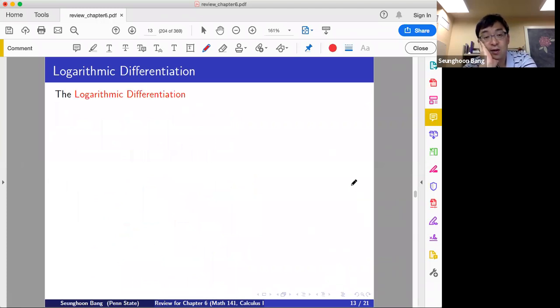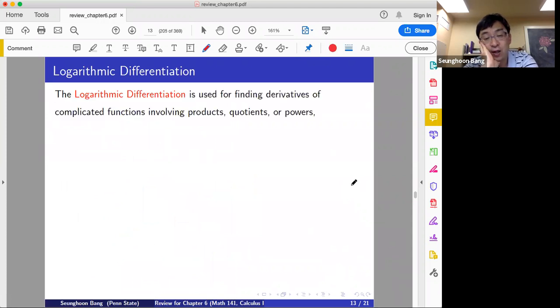What's that? Here. The logarithmic differentiation is used for finding derivatives of complicated functions involving products, quotients, or powers, or f of x is g of x to the h of x. What does it mean? We have exponential form. The base is a function. The exponent is a function. We use the logarithmic differentiation.